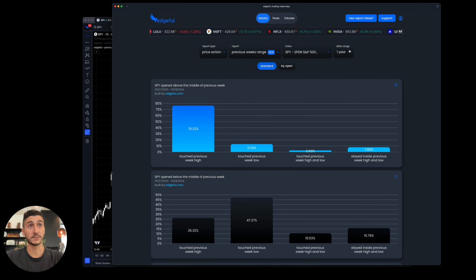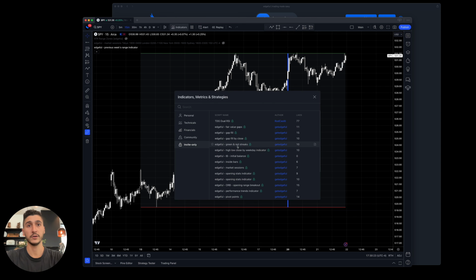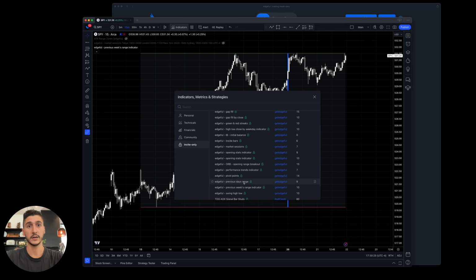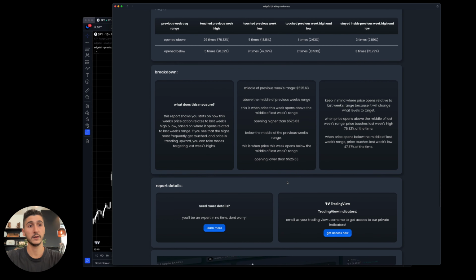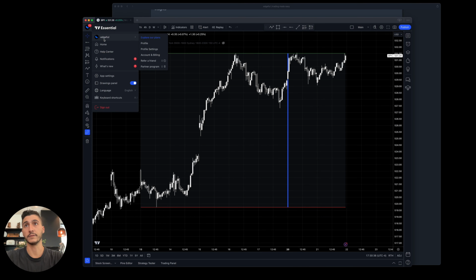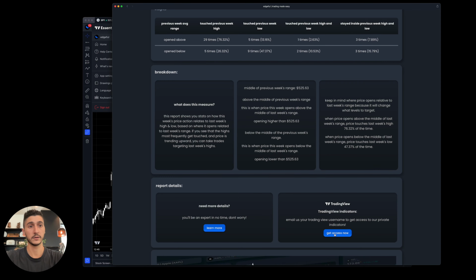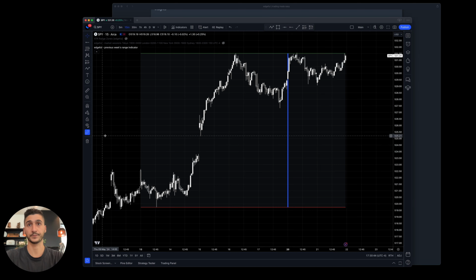Right now we're looking at SPY in the trailing 1 year. So here, this is the SPY chart. We're looking at the previous week's range indicator. You can find that right here, and you can also request that by scrolling down and clicking this button. All you have to do is type in your TradingView username right here. Whatever it is right here, you just take this and punch it in to this text box here. In this case, mine is edgeful.